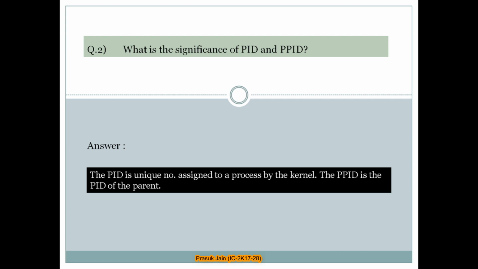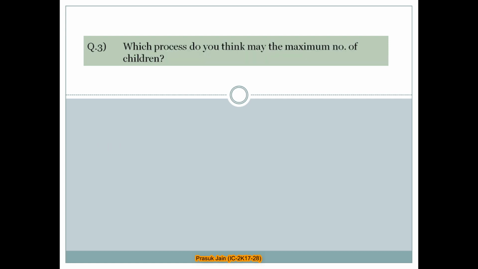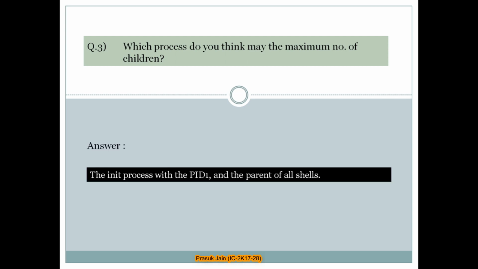So the next question is, which process do you think may have the maximum number of children? So the answer is the init process with the PID 1 and the parent of all shells. The init process is the initial process when the computer system starts with the PID 1, through which all the processes are made. So it has the maximum number of children.